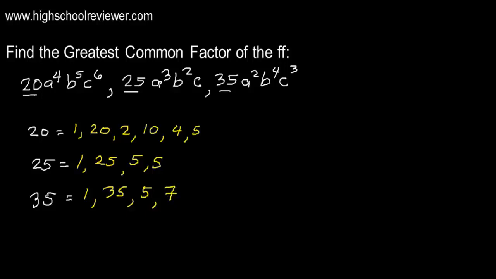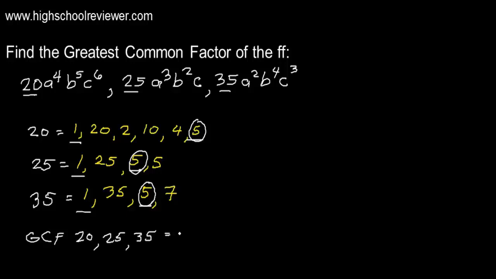Now, what are the common factors between the 3? So we have here 1. 1 is common on all the 3 constants. And we have also 5. So 5 is common among the 3. But the greatest common factor here is 5. So the GCF of 20, 25, and 35 is 5. Okay, let's write it here. GCF of 20, 25, and 35 is 5.